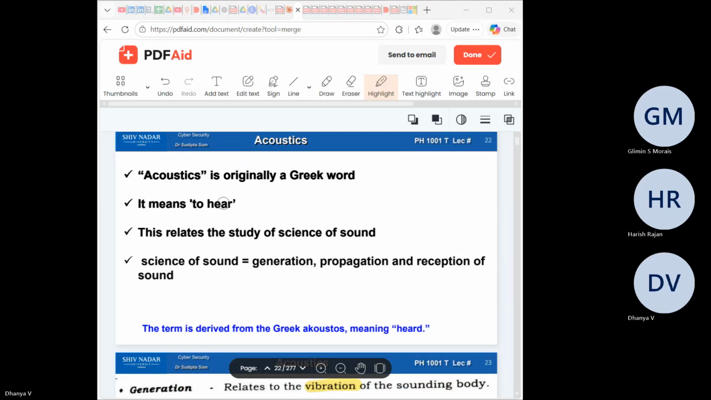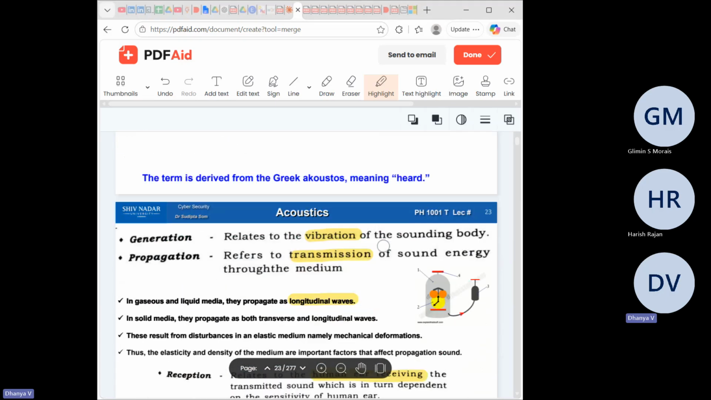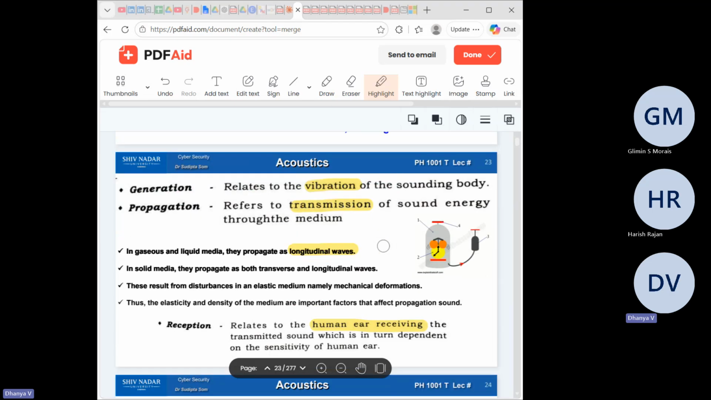Okay. So acoustic means to hear. It relates to the science of sound. When it comes to sound, you talk about three terms: generation, propagation, and reception. Generation is just generating the sound. Propagation is transmitting the sound, how you transmit it through any medium, through what medium you transmit. And then reception is how a human ear receives the transmitted sound.